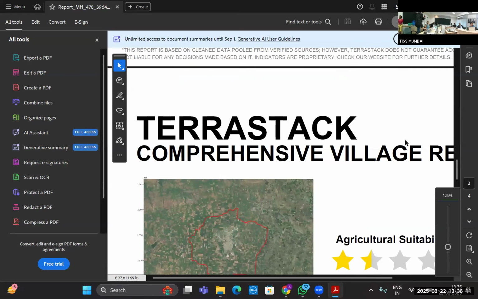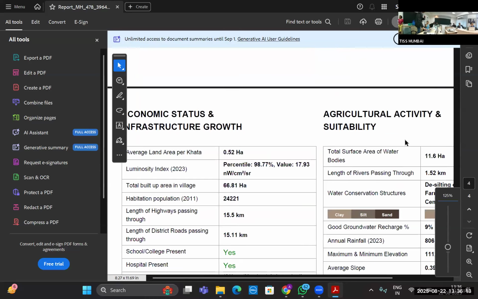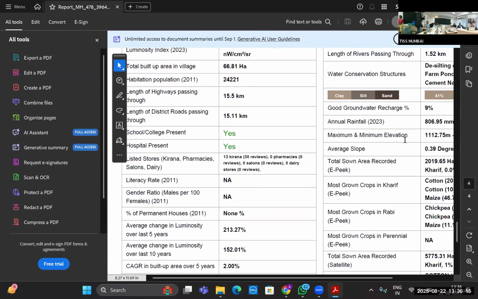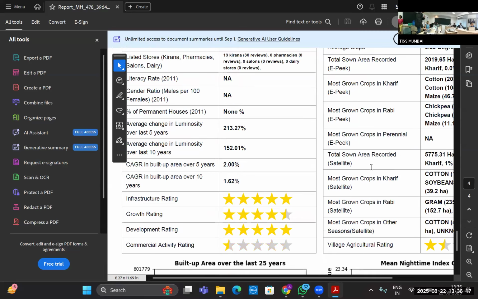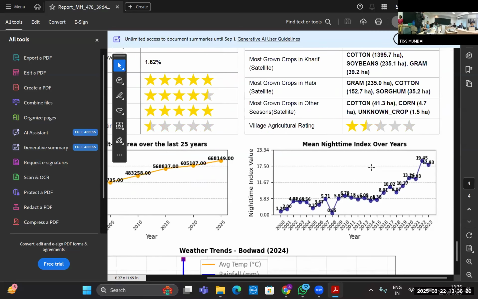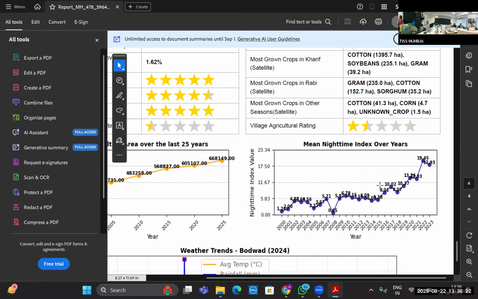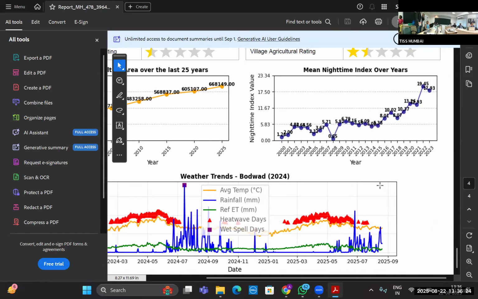And then some infrastructure, and then village level. We take the data from Google: luminosity, how many kirana stores, pharmacies, and salons there are, trends over the last 25 years of how luminosity and built-up area have changed, and weather trends over the last 2 years, wet spells and dry spells, things like that.